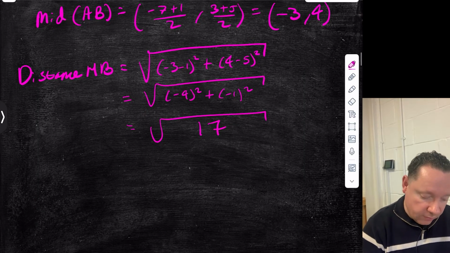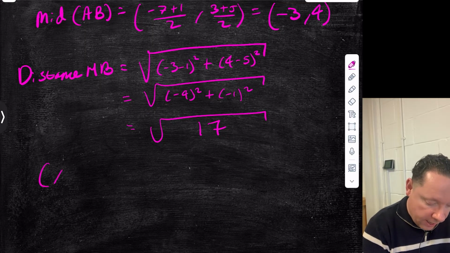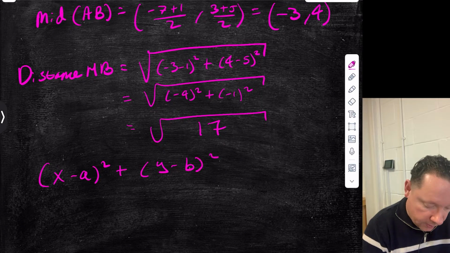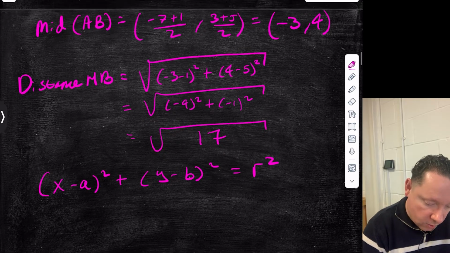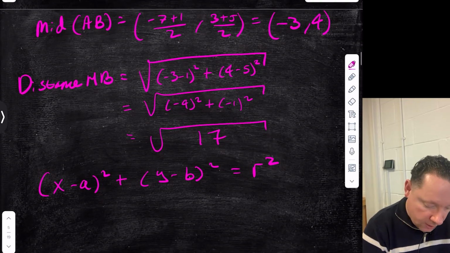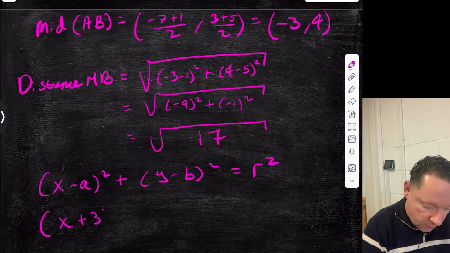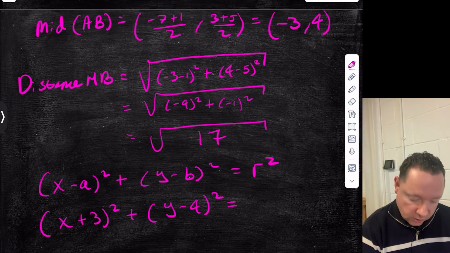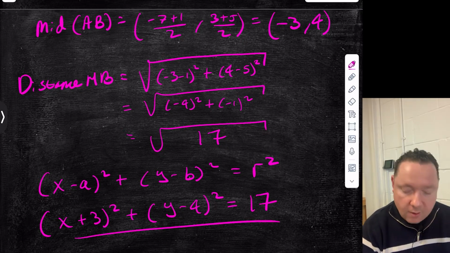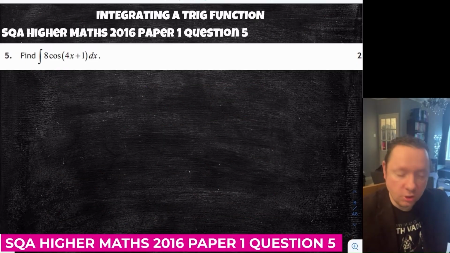So now using the start of our exam paper, (x minus a) squared plus (y minus b) squared equals r squared. So our centre is minus 3, 4. So that's (x plus 3) squared plus (y minus 4) squared equals root 17 squared, which is just 17. And we're done there.